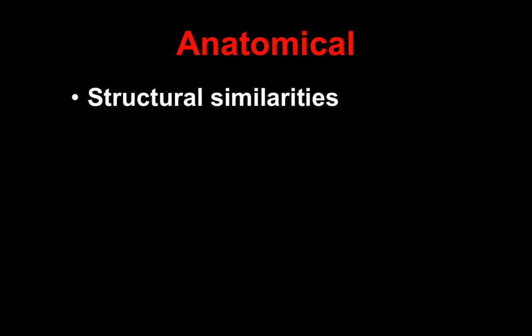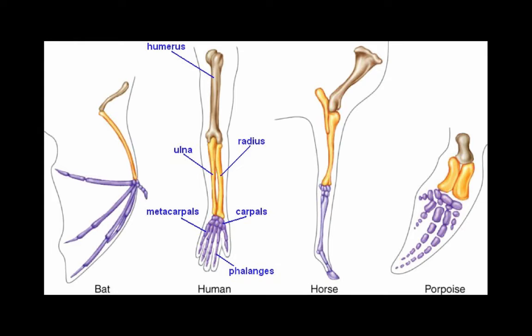Anatomical evidence has to do with structural similarities, things like bones, and then we're going to talk about a special type of structure called a vestigial organ. So this right here just shows how all of these seemingly unrelated organisms all share the exact same bone structures. And this indicates that bats, humans, horses, and porpoise all share a relatively recent common ancestor. And it makes sense because they're also all mammals.